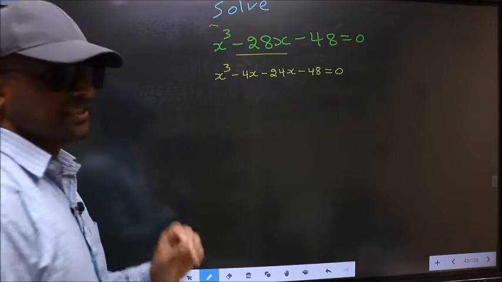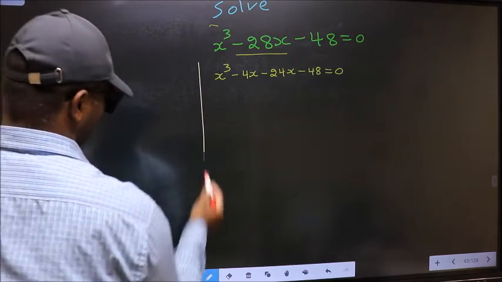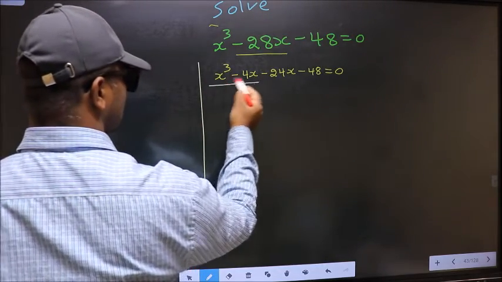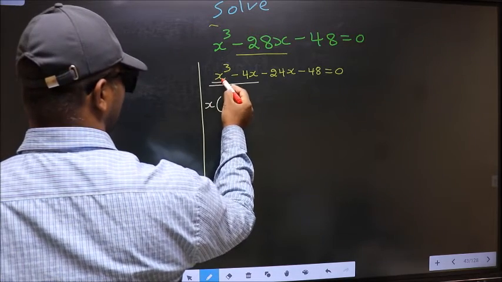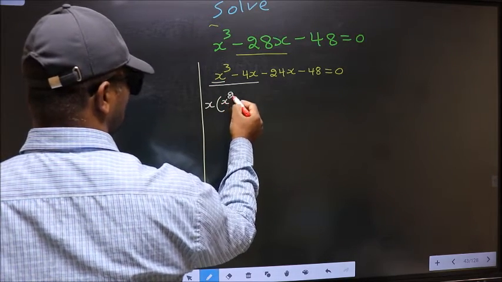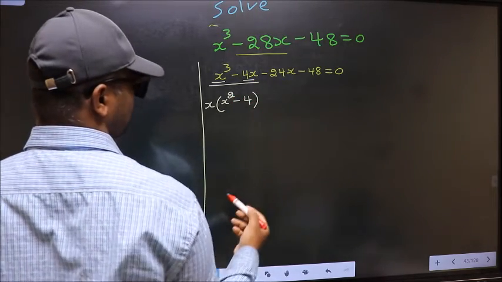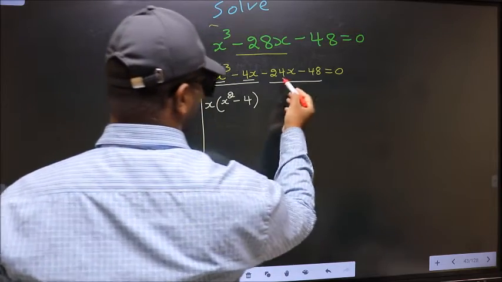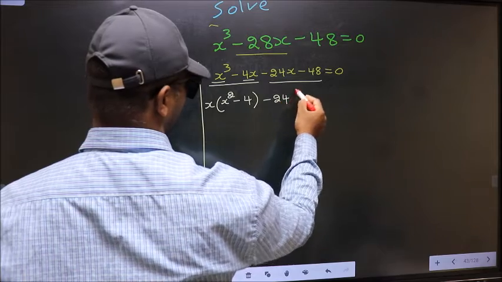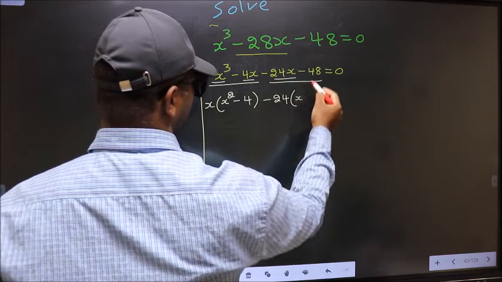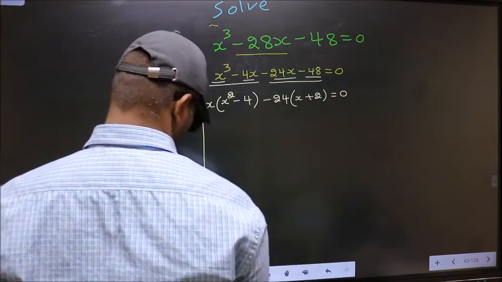This is your step 1. Next, from these two terms, what can be taken out common is x. So from this x out you get x square, minus from this x out you get 4. In the same way, what can be taken out common from these two terms is minus 24. So here you get x and here we get plus 2 equal to 0.